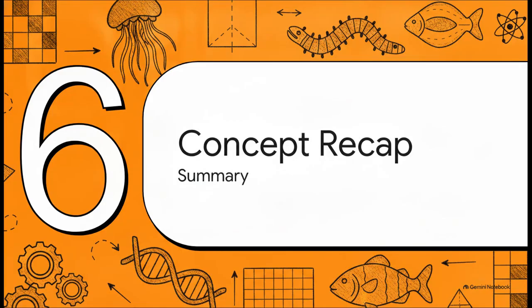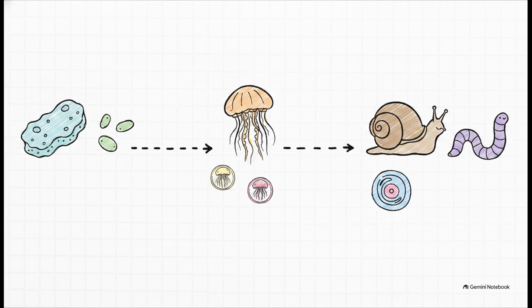Section 6. Concept Recap. Awesome job making it through. Let's quickly summarize our tour of Kingdom Animalia. First up, the basic bricks. All animals are multicellular, heterotrophic organisms, and their cells completely lack rigid walls. Second, when we classify these animals, we look straight at their fundamental blueprints, specifically their symmetry and whether or not they form that protective internal cavity called a coelom.